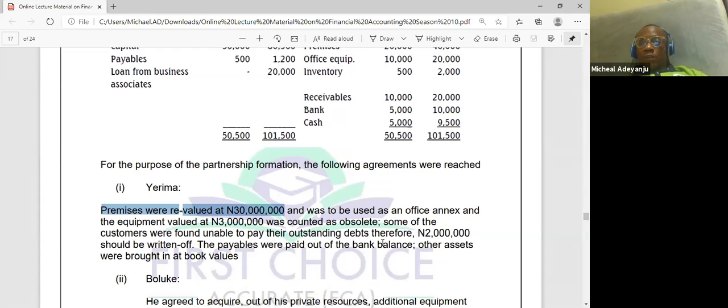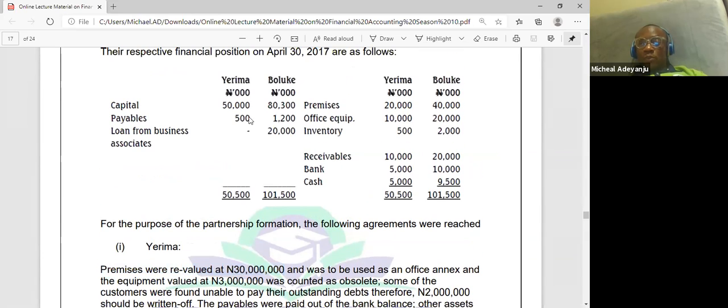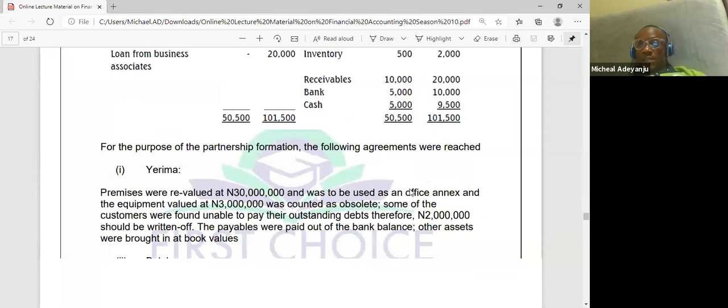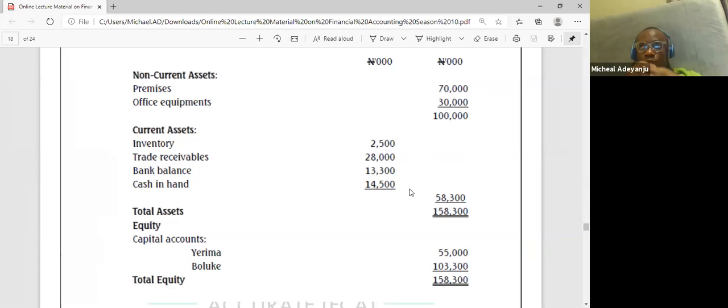The payables were paid out of the bank balances. So he has a payable of 500,000 and he has bank of 5 million naira. So if he pays 500,000 naira from the bank, he'll be left with what? 4,500,000 naira, and his cash remains the same. That's that for Yerima. Can we look at Buluke?